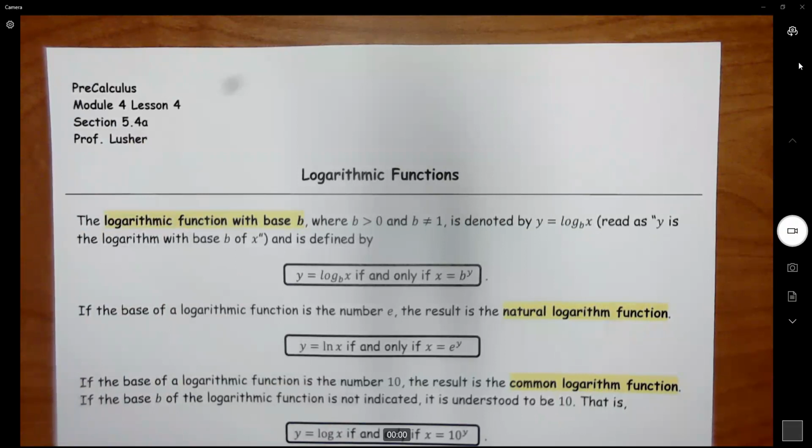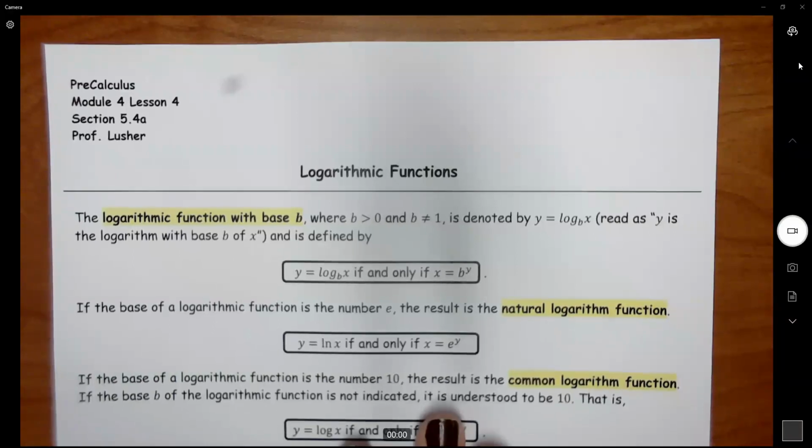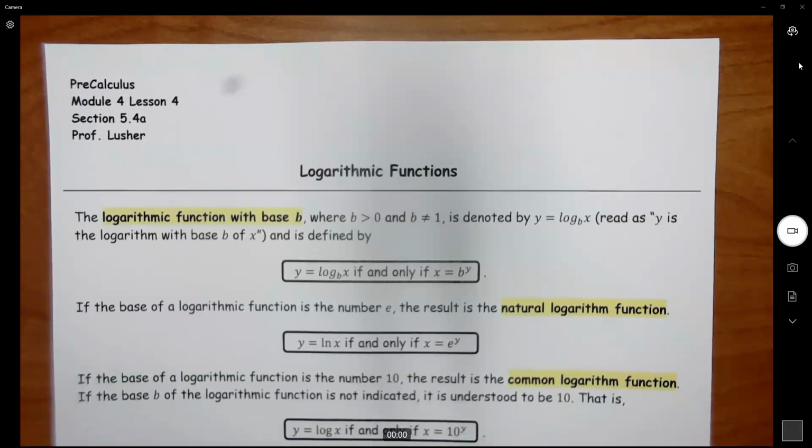And when we get to that lesson, it's going to tie in everything that we've been doing so far. It's going to tie in your inverse functions, it's going to tie in your exponentials, and it's going to tie in this lesson here, your logs. Okay, so this is just kind of an introduction to logs real quick.